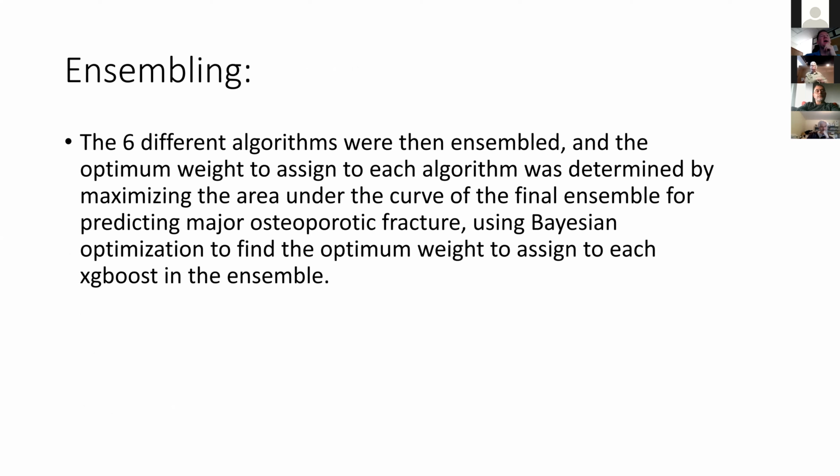To identify the optimum weight to assign to each of the algorithms, I use Bayesian optimization. So essentially I just assigned a random weight to each of the 6 different extreme gradient boosting algorithms. And then I applied some Bayesian logic to basically find the best weight to apply to each of the 6 algorithms to come up with the best area under the curve for predicting major osteoporotic fracture, as in all major osteoporotic fractures.